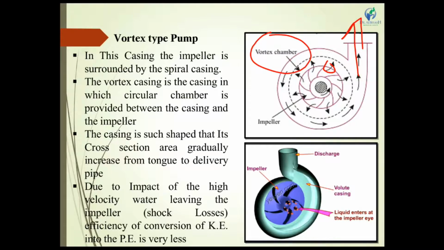vortex pump. Here we see that the green shape is a casing, the blue shape is an impeller, and the orange shape is water. This liquid enters from the center of the pump. Then the particles move around the impeller with higher velocity and are collected into the casing. Then the energy is converted from kinetic to potential energy, and this liquid comes out from the vortex pump.